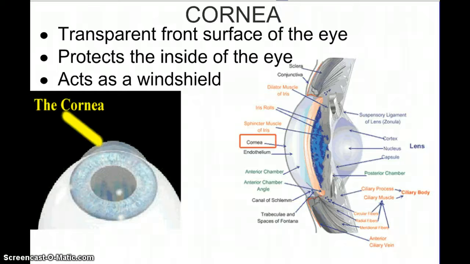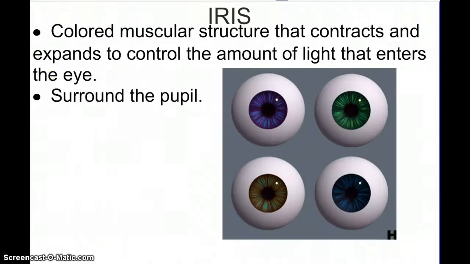So the first part is the cornea. The cornea is a transparent front surface of the eye, protects the inside of the eye, and it acts as a windshield. So it's this front cover that is transparent that allows all light to pass through, but it really protects the eye and keeps any debris out of it, and it also helps to kind of clean the eye of any debris that gets into the eye area. And there it is, just the very front part of that eyeball.